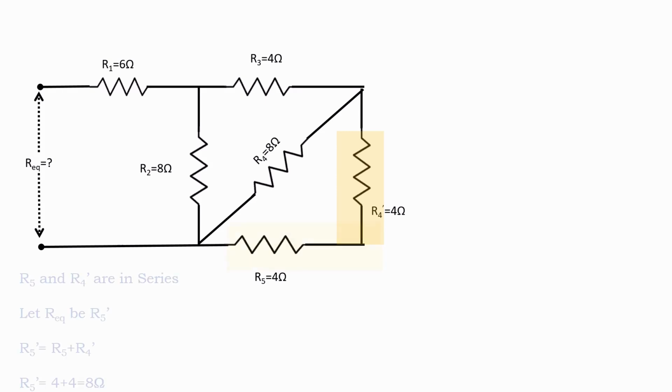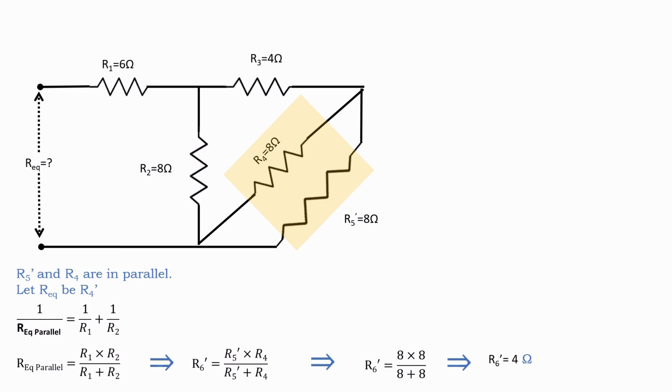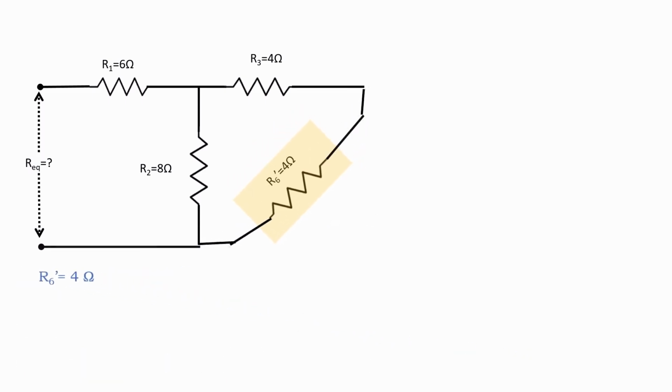Then R4 prime and R5 are in series. The equivalent resistance will be the sum of these two resistances. Let the equivalent resistance be R5 prime. R5 prime will be 8 ohms. Then again, R5 prime and R4 are in parallel. The equivalent resistance will be calculated as shown. Let the equivalent resistance be R6 prime. R6 prime will be 4 ohms.